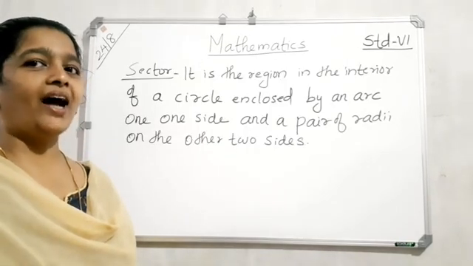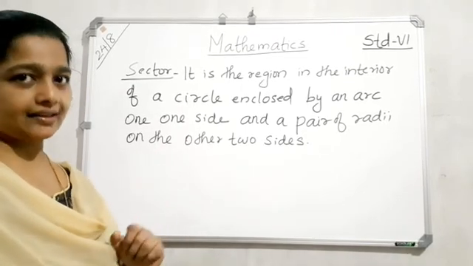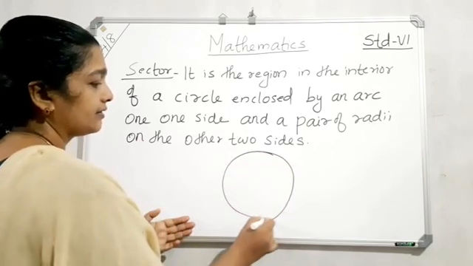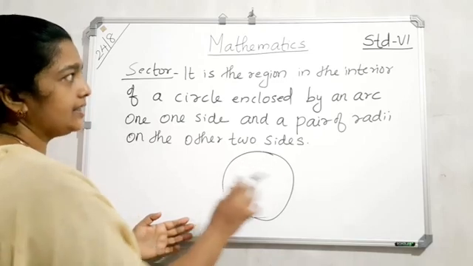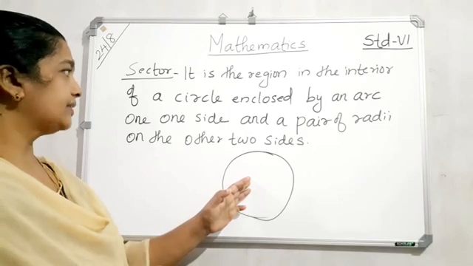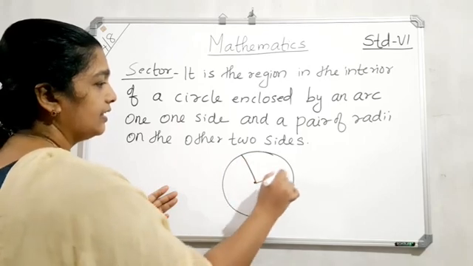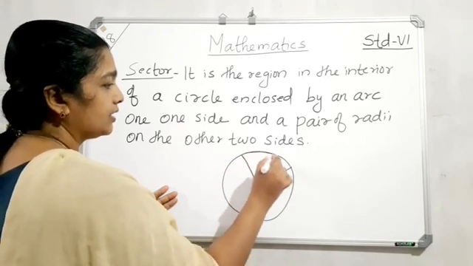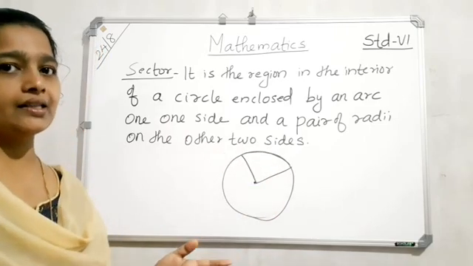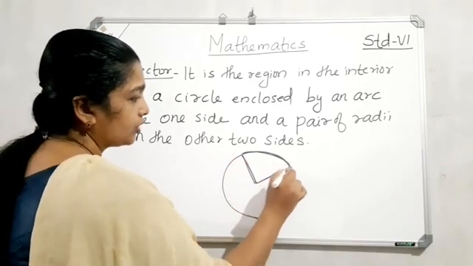Next one. What is sector? Sector is the region in the interior of a circle. We know what is region: boundary with the interior portion is called a region. So it is the region of the interior of a circle enclosed by an arc on one side and a pair of radii. This is known as arc. This portion is a major arc and minor arc, you will study in higher classes. So this portion is an arc with two radii.